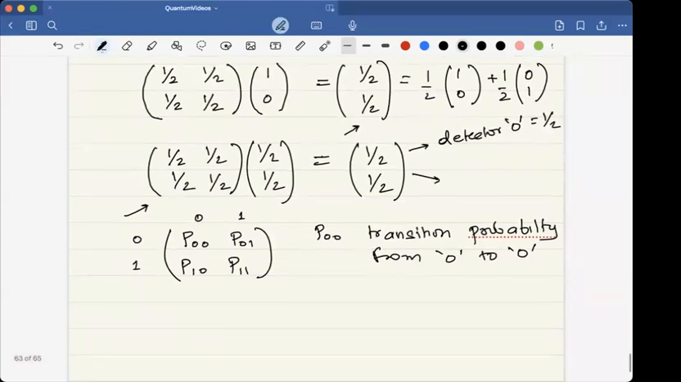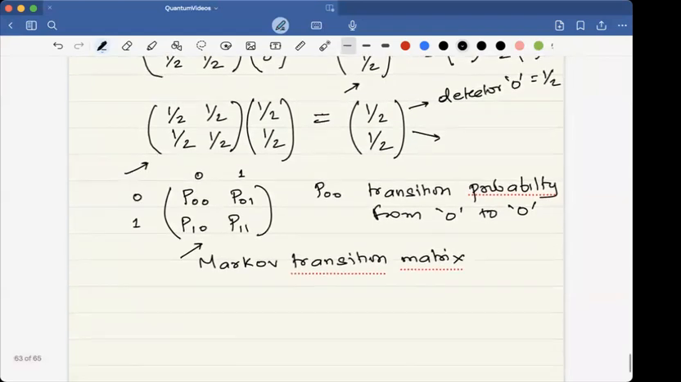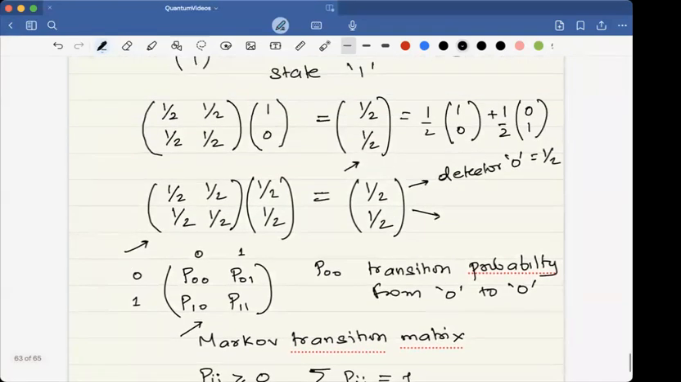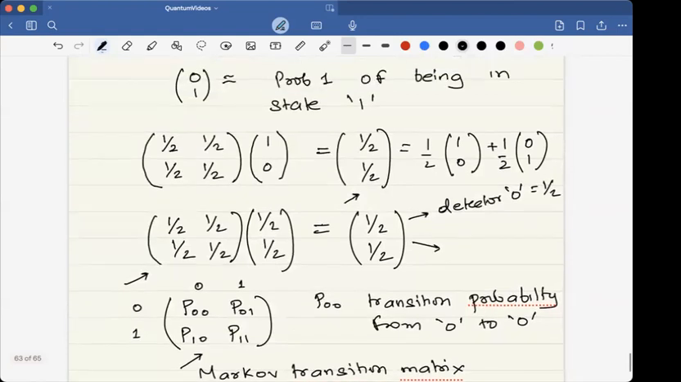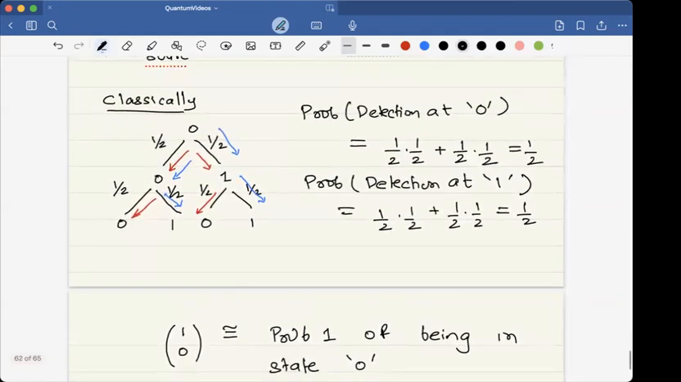So the classical situation can be described by what is known as a Markov transition matrix, where the Pij are all probabilities and the sum over j of Pij is 1. So all the row sums add up to 1. This is the classical situation described by the Markov transition matrix, and you can calculate the probabilities of the classical transitions either through the tree diagram or through this.